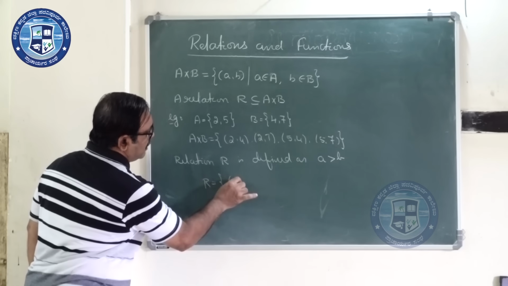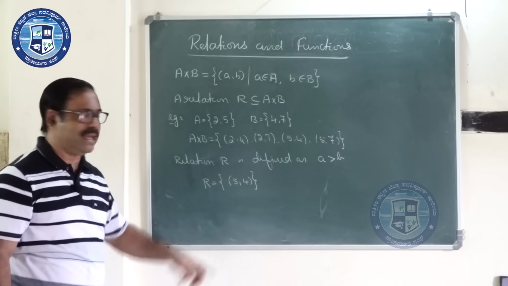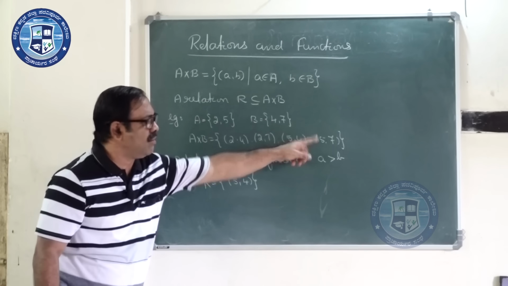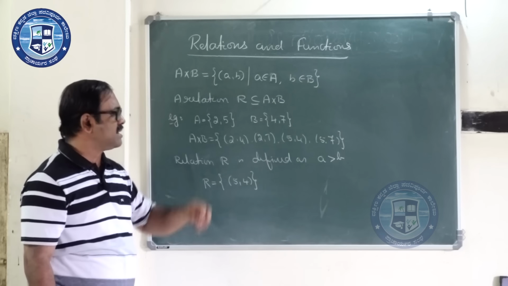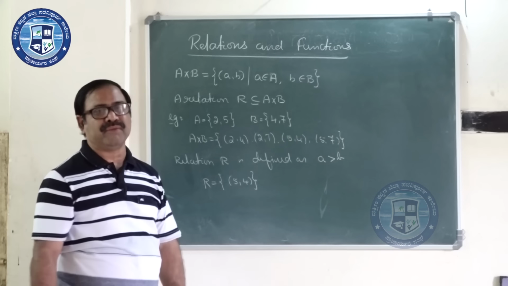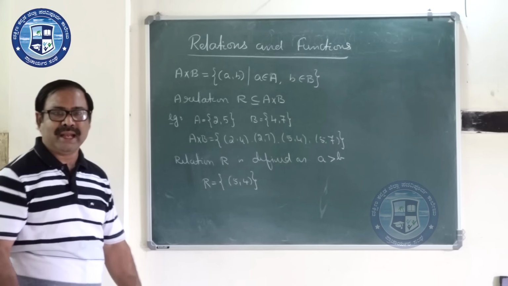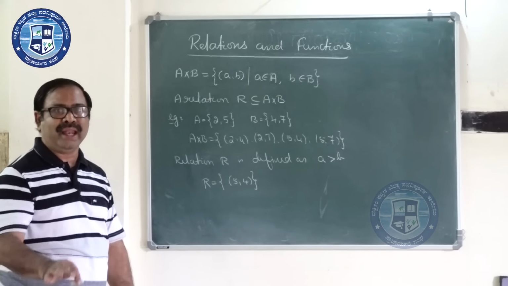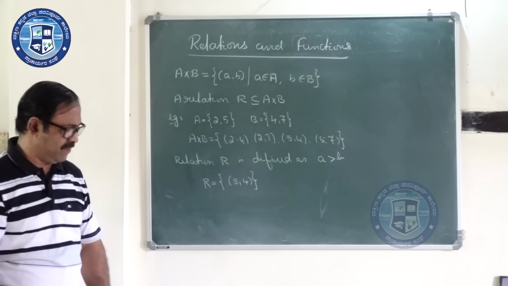So this is R. You can find only the ordered pair (5, 4). See, you can find (2, 4) here, (2, 7) here, (5, 4), (5, 7). Here 2 is not greater than 4, 2 is not greater than 7, 5 is not greater than 7. So only 5 is greater than 4. Therefore, I can write R is equal to {(5, 4)}. Now, can I say that R is a subset of A cross B? So, a relation is always defined as a subset of A cross B.